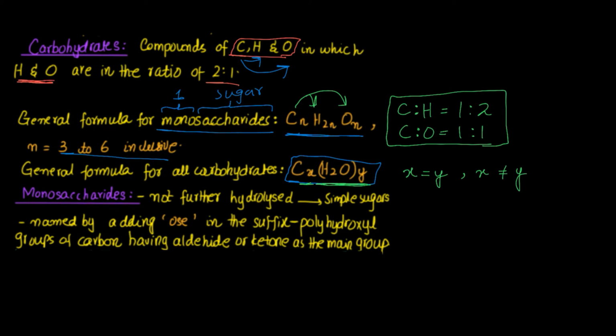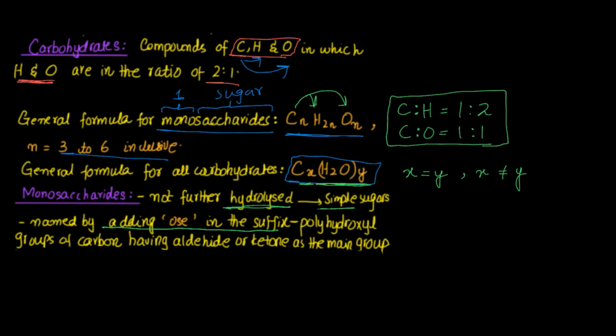Now for monosaccharides, what are their properties? They are not further hydrolyzed. Hydrolyzed means to break down with the use of water. That means monosaccharides cannot be broken down. That's why they are called simple sugars, meaning not further broken down. They are named by adding 'ose' as the suffix.